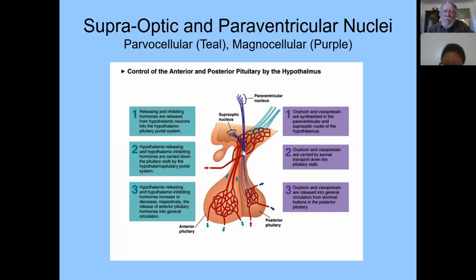And where they leave the hypothalamus and come into the pituitary, right here is the infundibular stalk. So right around here is the zona interna of the median eminence. The axons go into the posterior pituitary or neurohypophysis, and they then take that vasopressin or oxytocin and release it into the general circulation by localized blood vessels here.